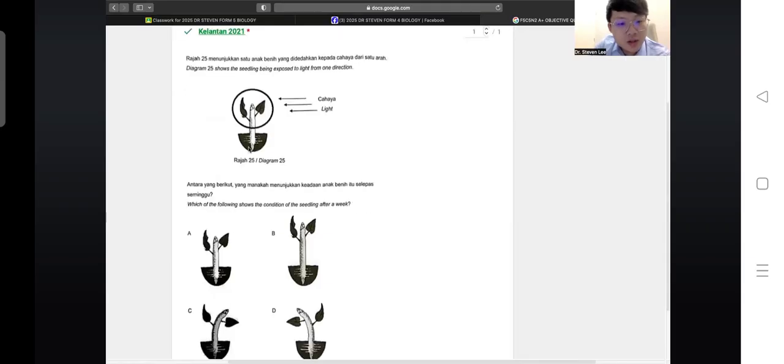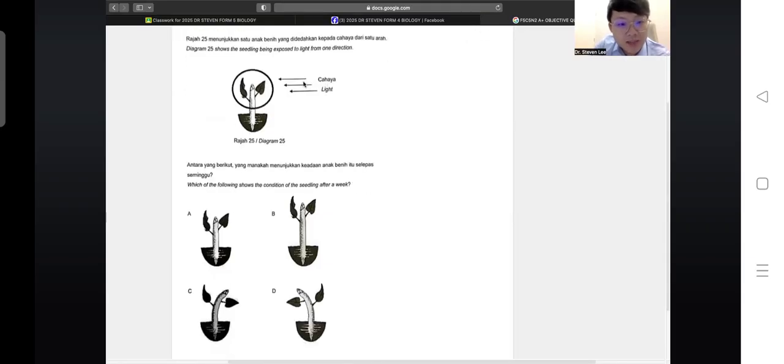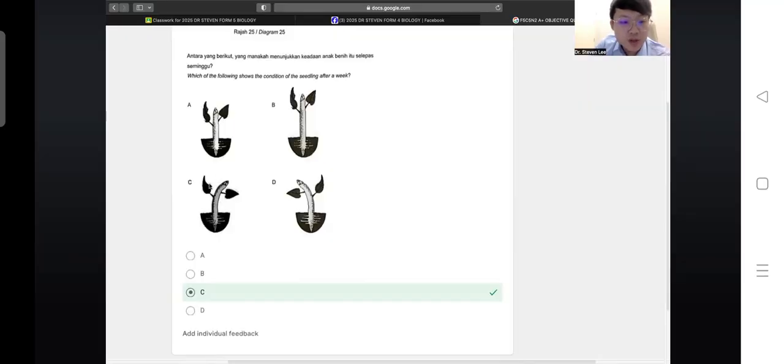So next question. This is pretty simple. If the light comes in this way, how will the shoot grow? Basically, it will grow towards the light. So the answer will be C. Pretty straightforward, this one.